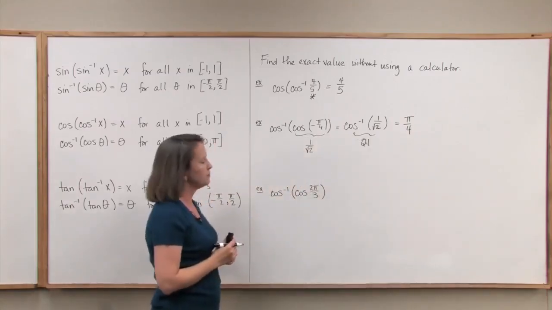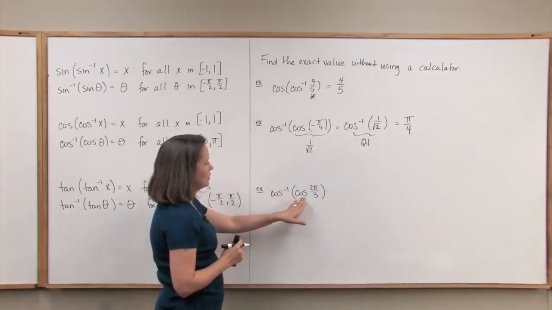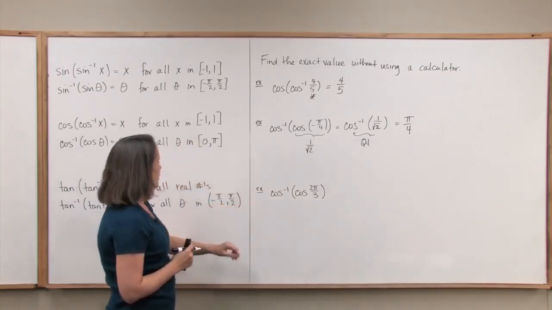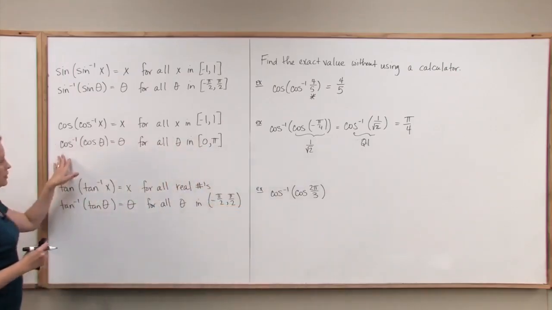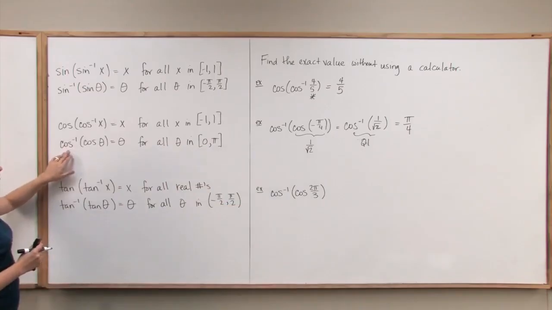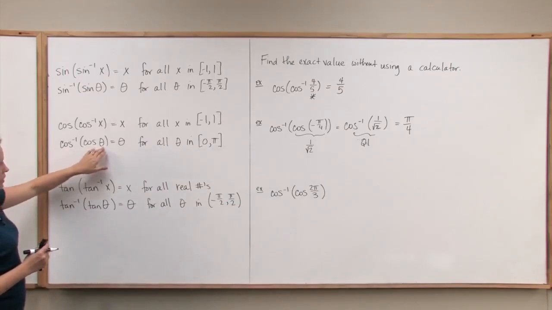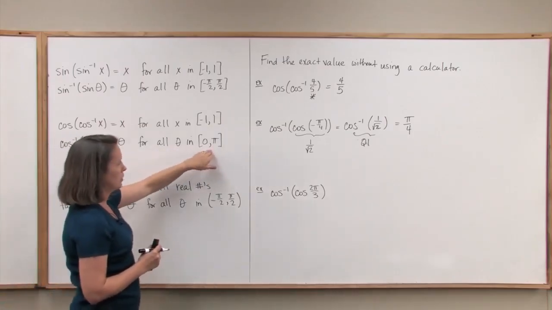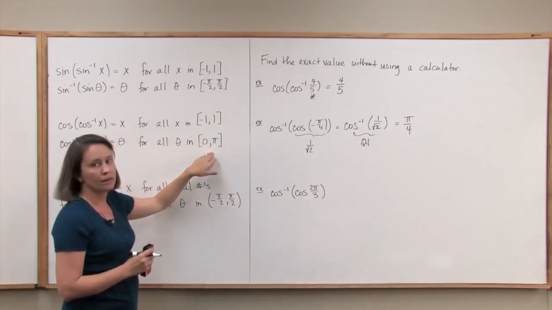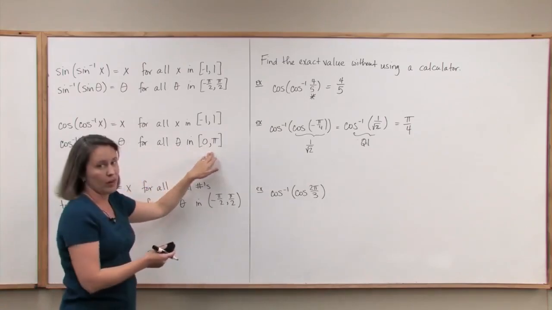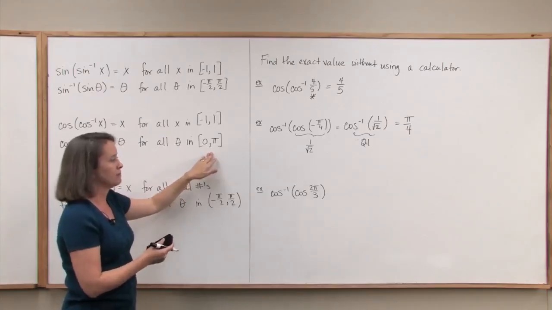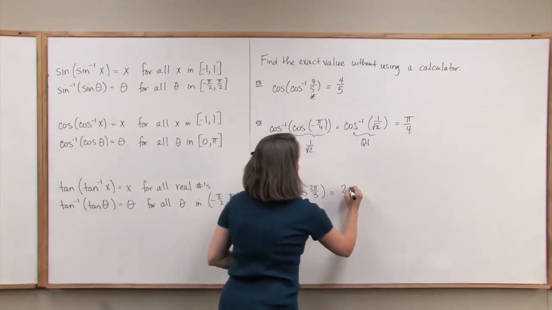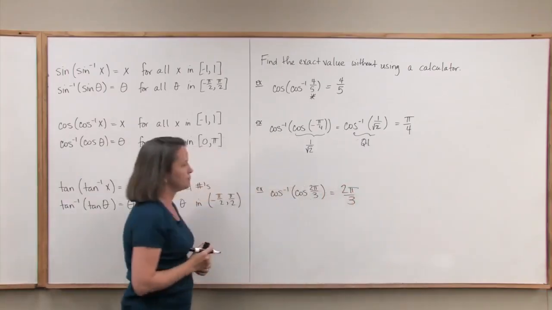And we have one more. The inverse cosine of the cosine of 2π/3. All right, so we go back and we look at our relationship. The inverse cosine of the cosine of theta is theta, as long as theta is in the closed interval 0 to pi. So we need to know, is 2π/3 between 0 and pi? Yes, it is. It's somewhere in the 2nd quadrant, and that's correct. Okay.